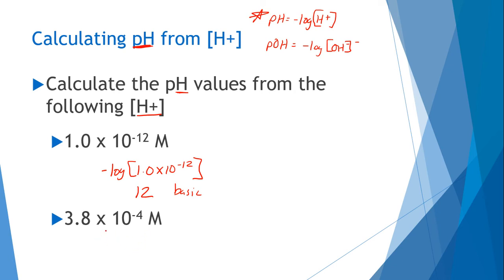Down here, same thing. I can plug in negative log of 3.8 times 10 to the negative 4. And you're going to find that you get the answer of 3.42 as your pH. When you look at this, since this is less than 7, this is actually considered acidic. The next question people often ask is, do I need a unit? And the answer is no. Here, you just need to know that pH is equal to 3.42.